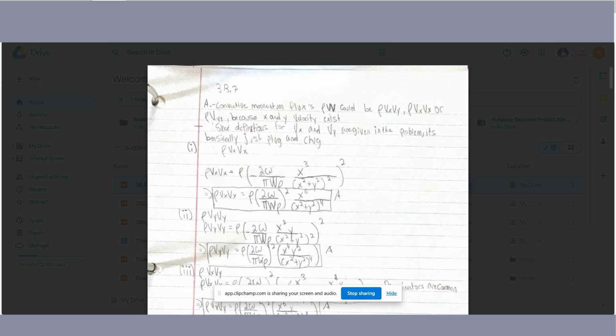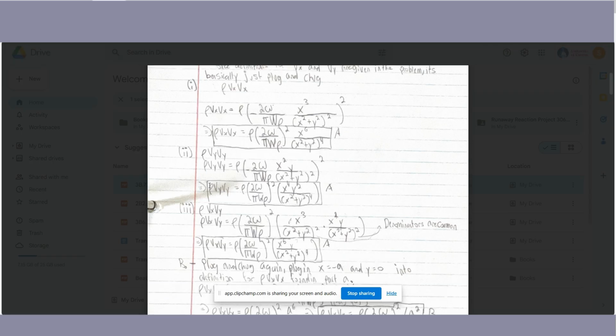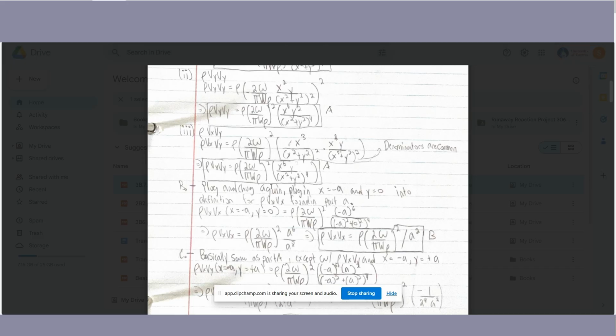And so you basically just multiply rho by Vx twice, and you get this. Multiply rho by Vy twice, you get this. Multiply by Vx and Vy individually, you get this. All right, so that's pretty simple.